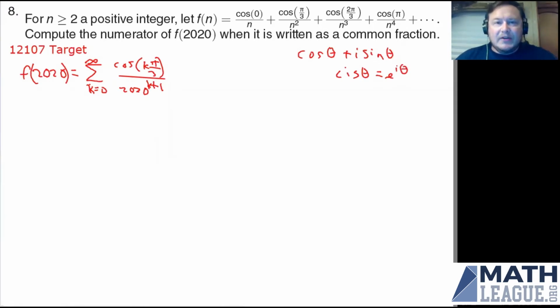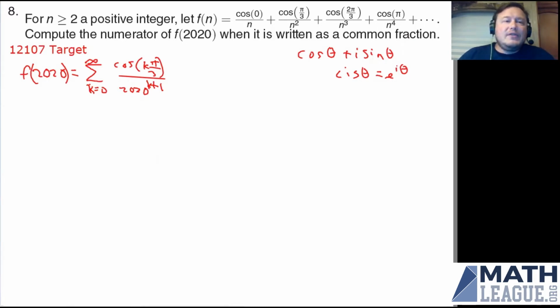Now, this is going to be helpful because what we're doing here is adding a bunch of cosines where the argument of the cosine is being multiplied by something. It'd be a lot nicer if I can put that multiplication inside the exponent of e, because that way it'll make it easier to deal with a geometric series. The only problem is if I turn this into e to the i theta on the top here, I'm going to end up with a cosine part and an i sine part. I don't want the i sine part.